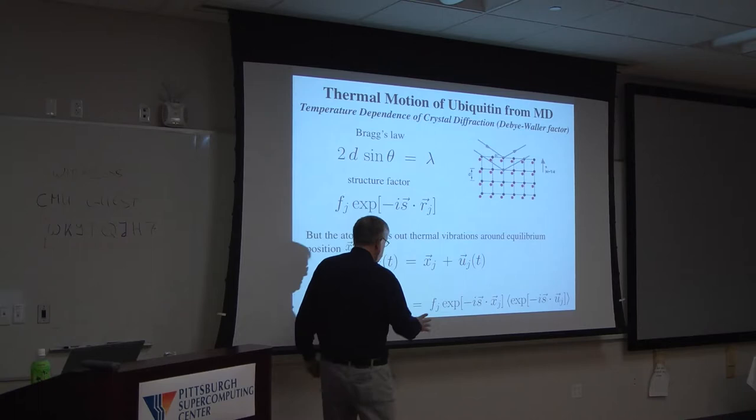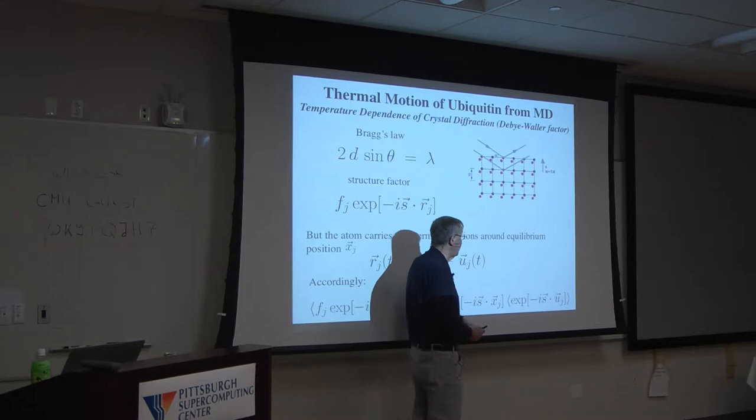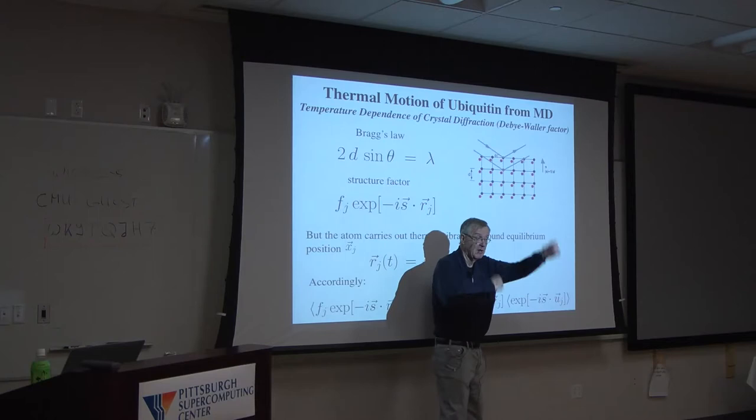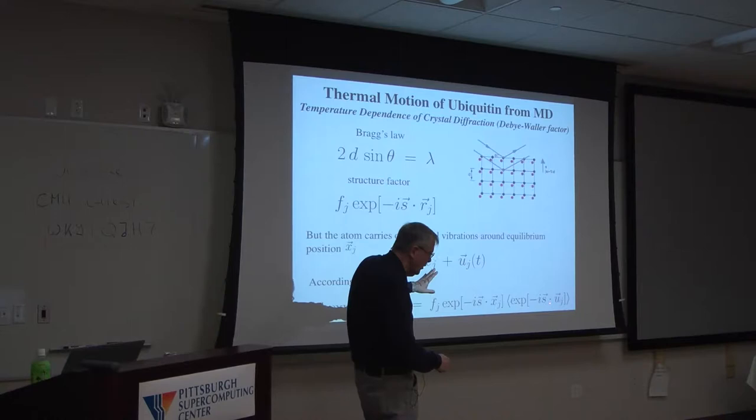So this one just looks like the ideal theory, but we are getting another factor. And this factor is due to the thermal motion. And it's always smaller than one. And when the motion is too big, this one becomes zero. And then we don't see anything anymore. We have too much motion. But usually it's not close to zero, but it's also not one. It is somewhere in between. And this quantity can be calculated.